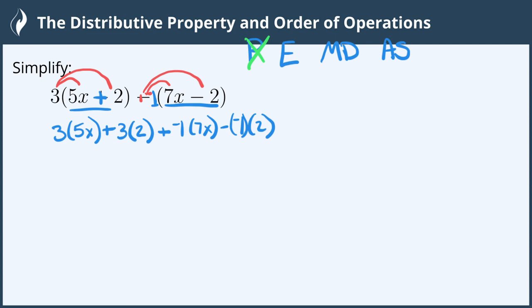Now that we've done the distributive property, we're all done with parentheses, and we can move to the next step. The next step is exponents, but we don't have any exponents, so we can move to the next step of multiplying and dividing. Here we have a bunch of multiplication, and we can simplify 3 times 5, which is 15, times x is just 15x. 3 times 2 is 6, plus a negative 1 times positive 7 is negative 7x.